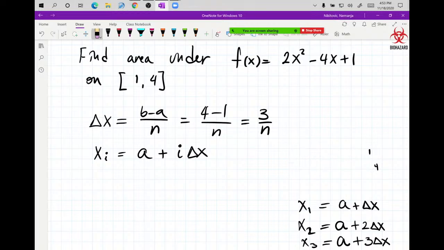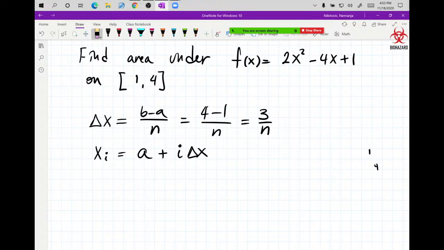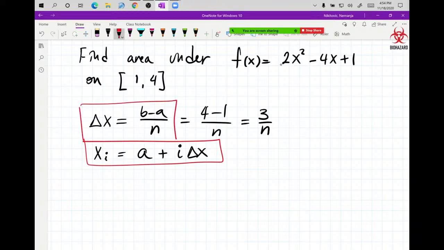Perfect. So now that we have this sorted out, some students like to circle this as a formula because it literally shows up in every problem the same way, just like your delta x shows up in every problem as a formula the same way. Fine. But in our case over here, we know that our a is 1 plus i times 3 over n.